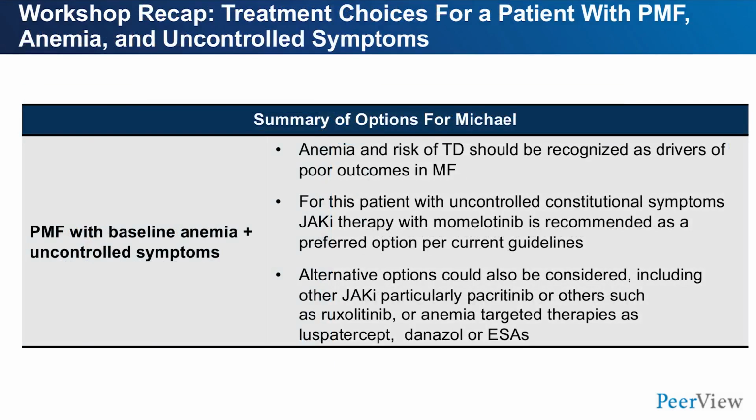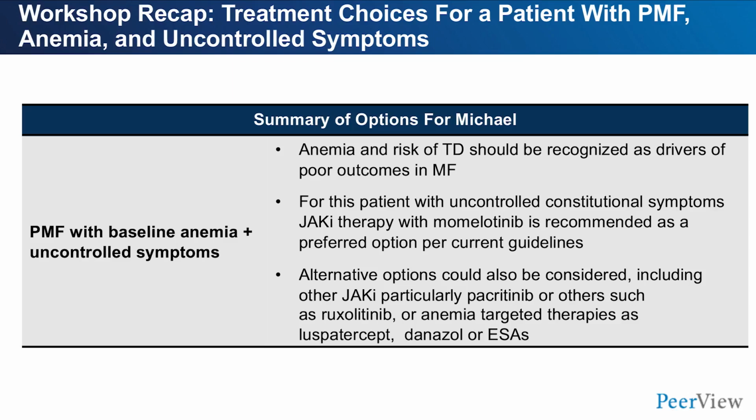So I just want to summarize the sense of this discussion. We all think that anemia and the risk of transfusion dependency should be recognized as drivers of poor outcome in myelofibrosis, because we have the information of the different anemia levels and transfusion dependency that can have an impact on overall survival and also on transformation to blast phase.